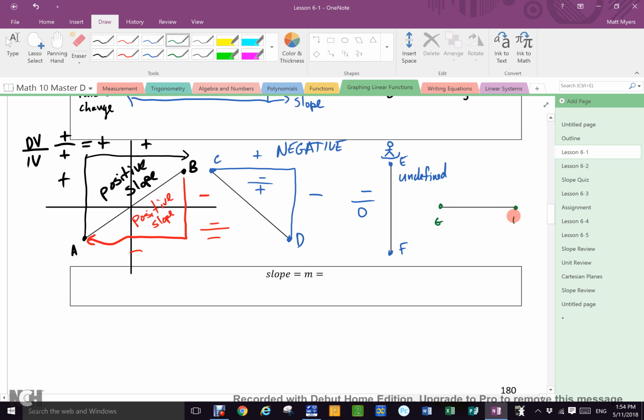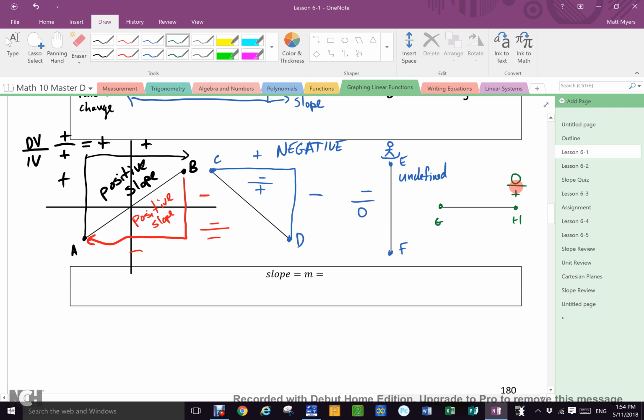G to H. Is there any up and down? 0. Is there any across? Sure there is. It's positive. What happens if I divide 0 by anything? Then what do I get? No. 0. I get 0.